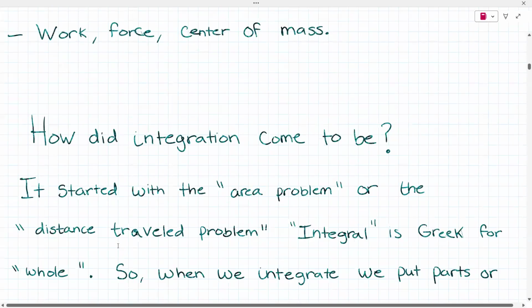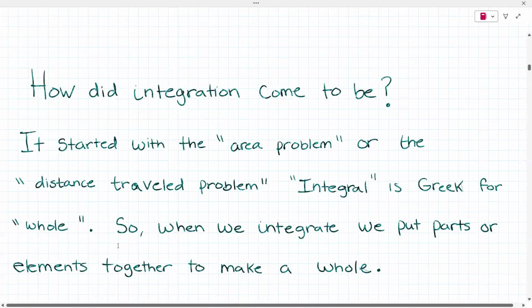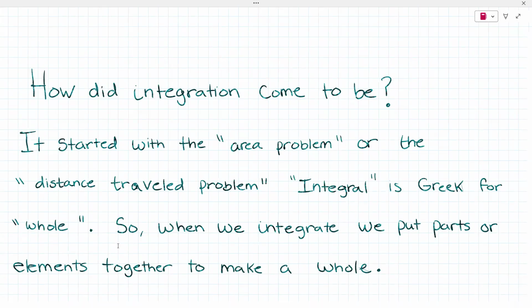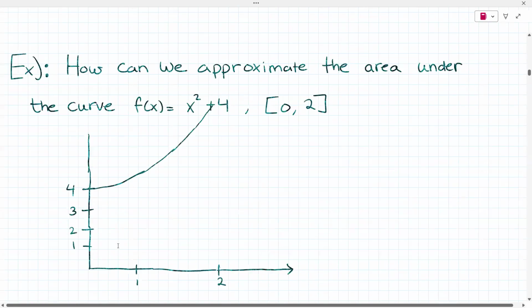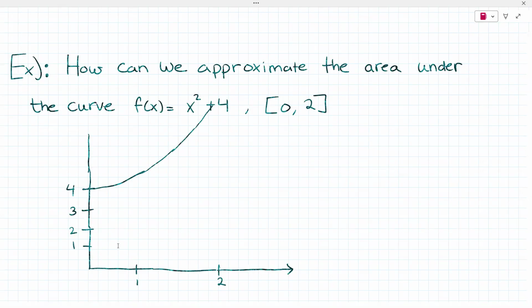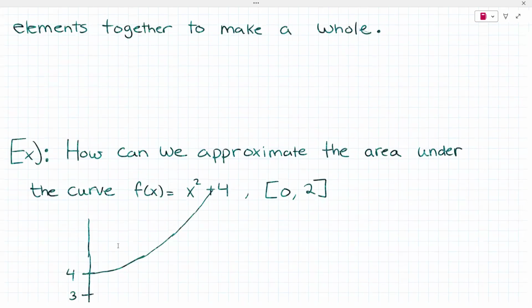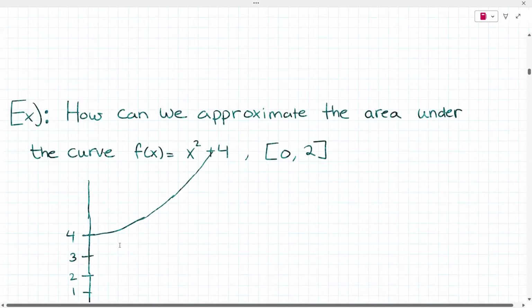So how did integration come to be? It started with the area problem or the distance traveled problem. Integral is Greek for whole. So when we integrate, we put parts or elements together to make a whole. So how can you approximate the area under the curve? Why do we have to approximate versus finding the exact value? That's a good question. If it were up to me, I would never approximate. I would want the exact value.